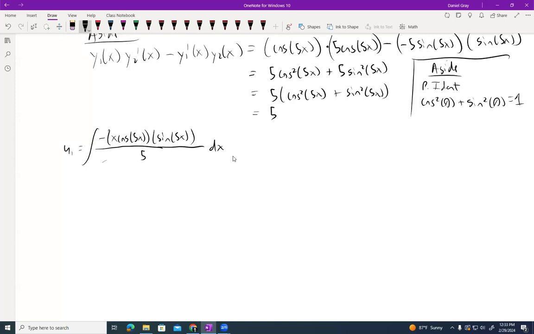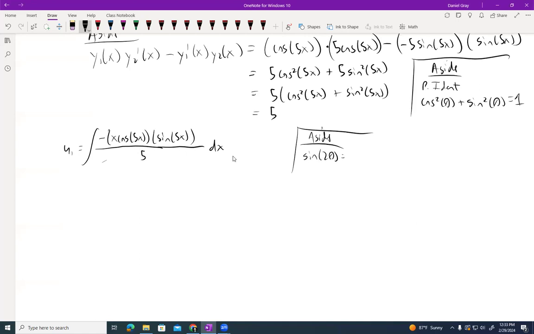Okay. So I can factor out that 1/5. I can factor out the negative sign up front as well. And I can also do another trigonometric identity. So maybe I'll do a little aside over here. Okay. So in this aside, we're going to have a double angle identity.